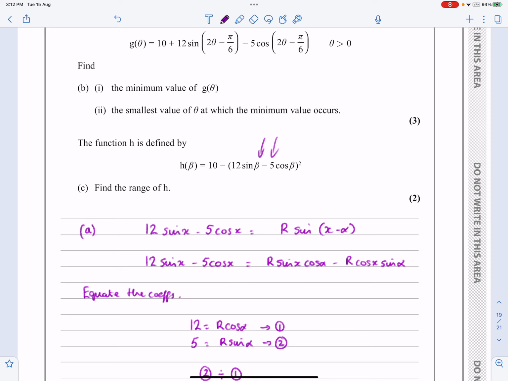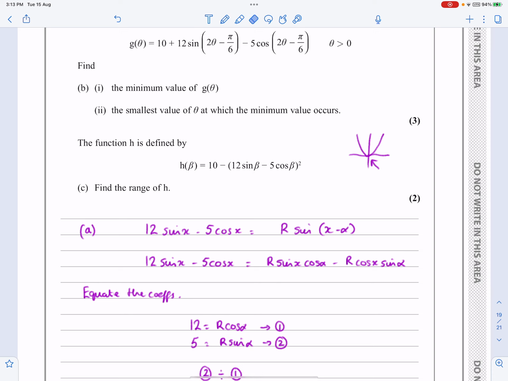Well, for my maximum value of h, I'm trying to take away as small an amount as possible. The smallest thing I can take away, because it's squared, is 0. Think about what y equals x squared looks like. It looks like that. The smallest value that y equals x squared can be is 0. So the maximum value that h can be, because the smallest I can take away from it is 0, is 10 take away 0, which is just 10.